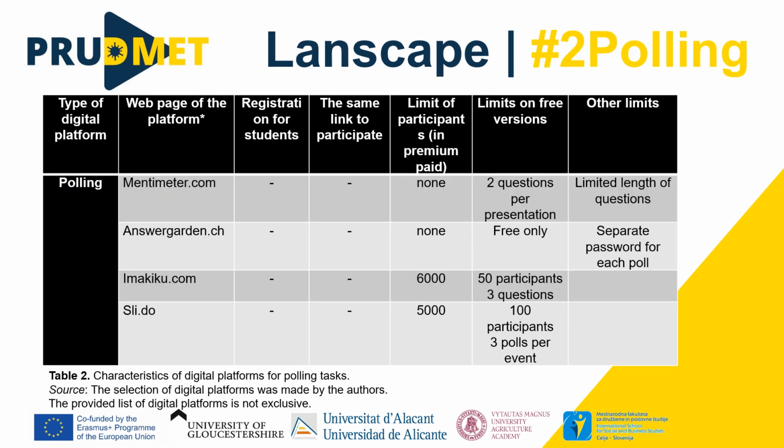The next type of digital platforms and tools are polling platforms. As we can see in Table 2, there are four of the most popular polling platforms. For instance, Slido is convenient for bigger groups of people in events or conferences. Mentimeter can be more aesthetically pleasing for educators. Therefore, all platforms and tools should be tried and then, based on specific criteria, the most suitable one can be selected.